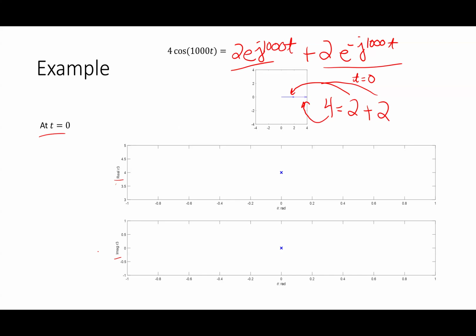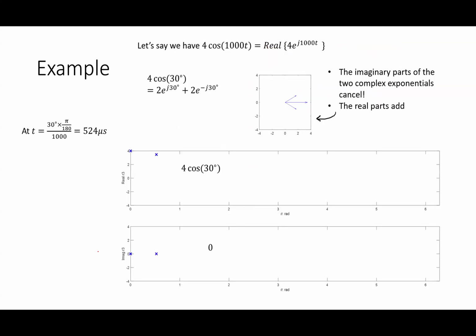Okay, so I'm going to keep going. This is where we ended up the other day. And I said, well, what happens when omega t is equal to 30 degrees? All right, so I've got omega t equal to 30 degrees. So what I did here is I said, well, if my omega is 1,000, then I solved for t, and omega t is equal to 30 degrees at t equal to 524 microseconds. All right, 524 microseconds. How would I write that in terms of seconds?